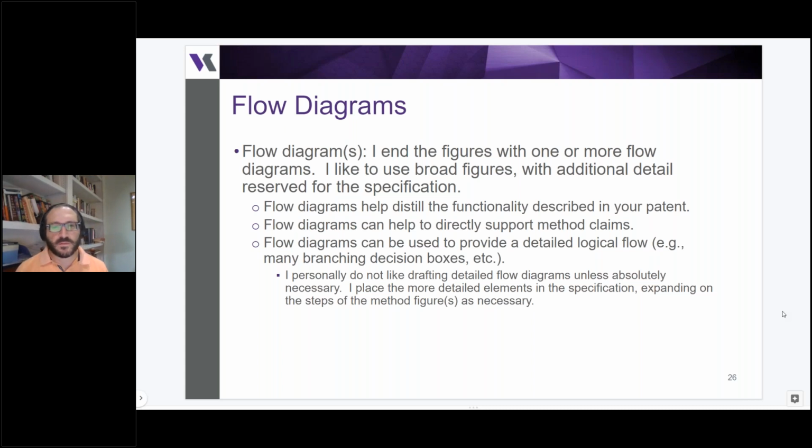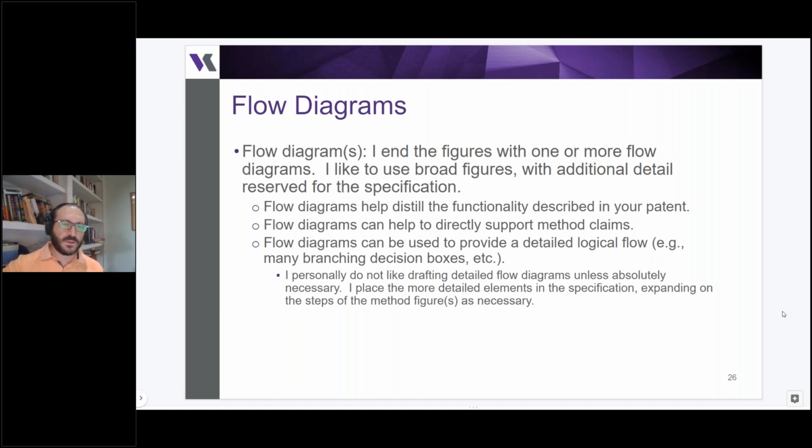Again, some people can use the flow diagrams to provide a detailed logical flow, like branching decision boxes, and you might have boxes that link to, like, you might have figure 7a and step 1002 that refers to figure 7b. That's fine. If you want to do it that way, I think that's okay. I avoid that. What I tend to do is I have general flow diagrams that just have a few general steps, and then I'll expand on those steps in the specification. And I find that I get the benefit that I can easily explain the operations that occur at different levels of detail.